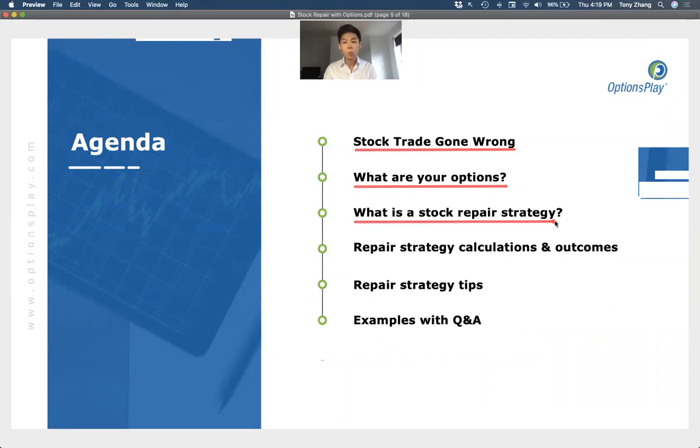And then we're going to talk about what a stock repair strategy is. How do you actually construct it, understand a little bit about the stock repair strategy calculations, and what are the potential outcomes once you put on a stock repair strategy?